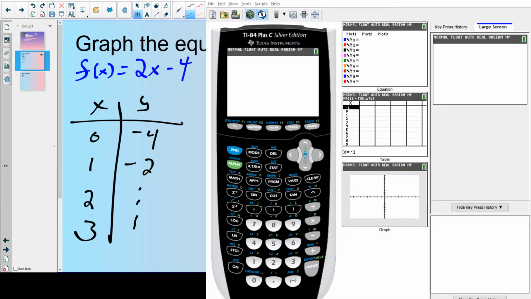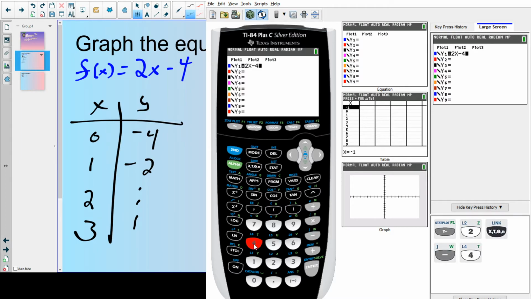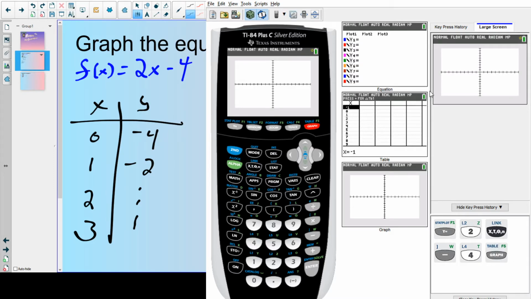So if you turn on your graphing calculator, you can click on y equals. That unlocks the ability to start graphing. And you can literally just type in your function and or equation, right? So remember, f of x is the same thing as y. So it's going to be y equals 2x minus 4. And then you can click this graph button up here. And boom, it's going to start graphing your function.